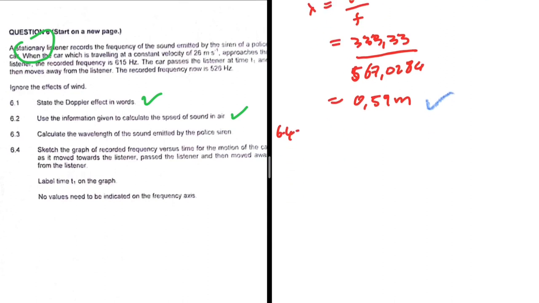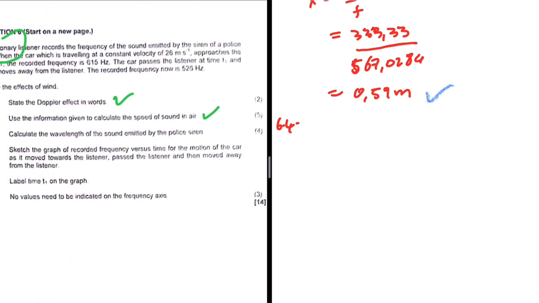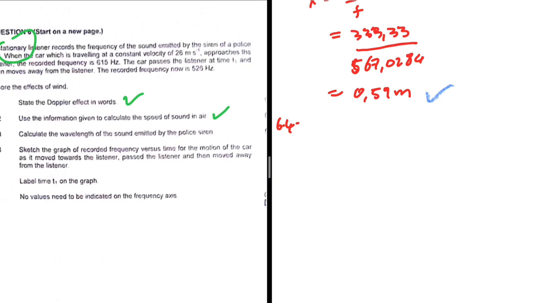Sketch the graph of recorded frequency versus time for the motion of the car as it moved towards the listener, past the listener, and then moved away from the listener. Label time t1 on the graph. No values need to be indicated on the frequency axis. Okay, so let's take a look.